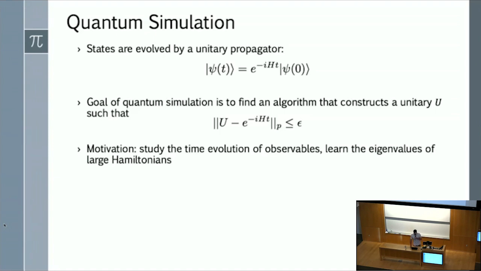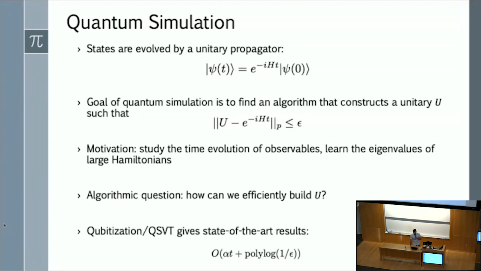Okay, sorry about that. Yeah, so this has been motivated for me nicely already. The algorithmic question I'm interested in is how to efficiently build this unitary. And just for reference later in the talk, some state-of-the-art results come from qubitization or the quantum singular value transformation, where we have a linear t-scaling multiplied by a coefficient norm. When you write the Hamiltonian as a linear combination of unitaries, that's what that alpha is. If you're not familiar, you can think of it as like the energy scale of the problem, plus some polylogarithmic function in the error.